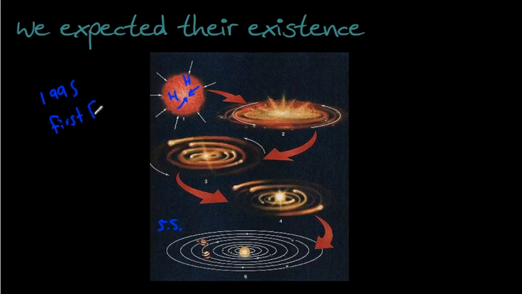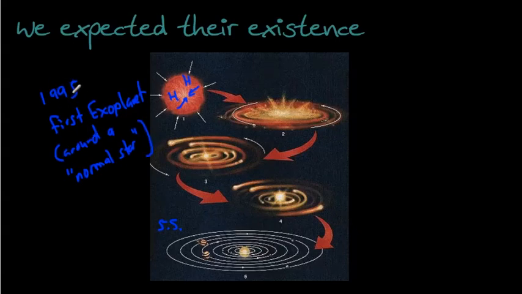So this right here will be the first confirmed exoplanet. And just to be safe, I'm going to say around a normal star, because they did detect something around another weirdo star. We're going to talk about those a little bit later. But for right now, a normal star, what we call main sequence. So what we imagine as a star. So 1995 only, which is really recent. Before then, we thought they would exist, but we weren't sure. Now we know. And we're detecting more all the time.